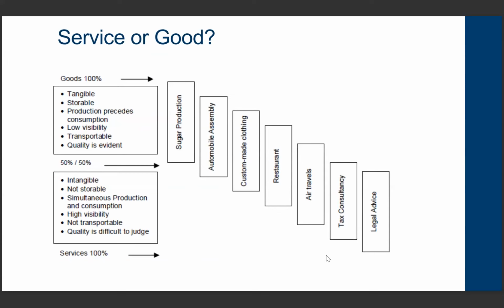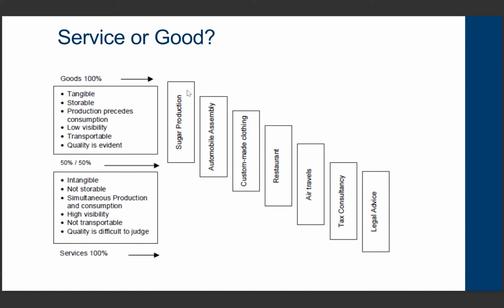Here you can see, for a product, there are two types: good or service. For an output to be 100% good, it needs to be tangible, storable, production precedes consumption, low visibility, transportable, and quality is evident. But for an output to be a service, it needs to be 100% the opposite of this, which means intangible, not storable, and likewise. But there can be some outputs that are not 100% goods and not 100% service.